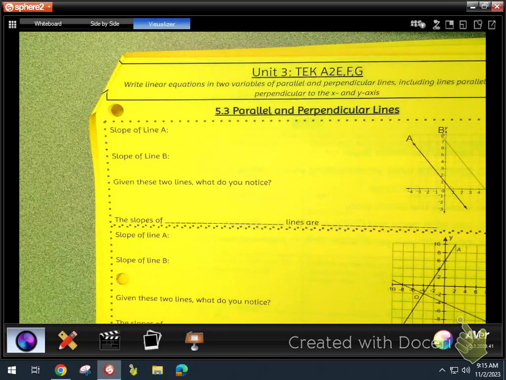Have you heard those vocab words before? Parallel? What does that mean? Straight. Not necessarily. They can be straight up, or they can be up and down. Okay, something is the same. Are parallel lines ever going to cross? No. So that's something that we do know. So parallel lines are never going to cross.